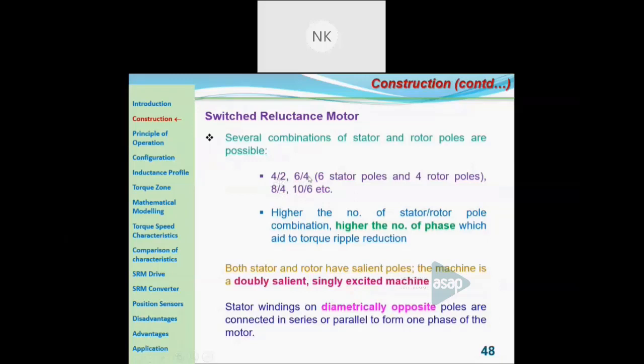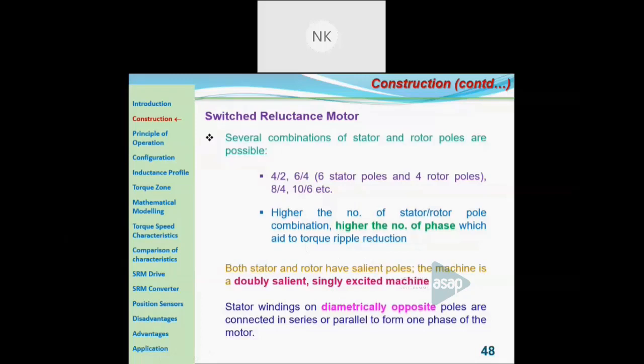If you have 6 stator poles, as in 6x2, you will get a 3-phase system. If you have 8 stator poles, you will get 4 phases. So depending upon the stator poles, you divide by 2 and you will get the phases. That means the diametrically opposite poles have to be connected together to get the phase. The higher the number of stator poles, the higher the number of phases, and the torque ripple can be reduced.